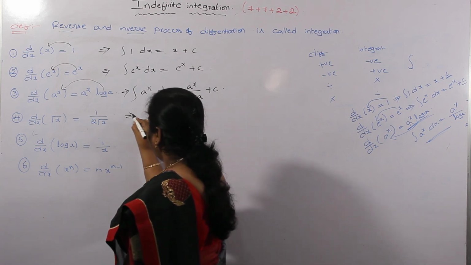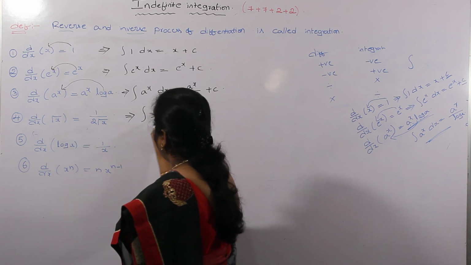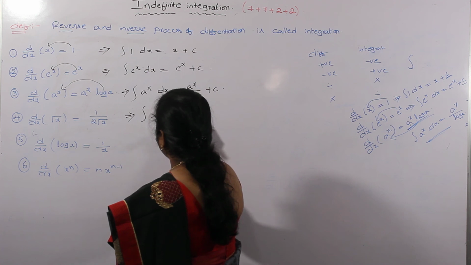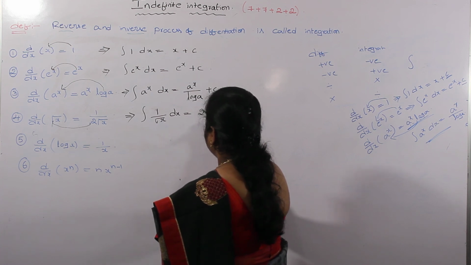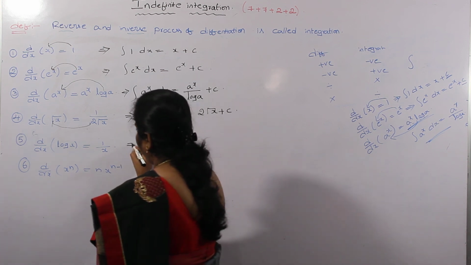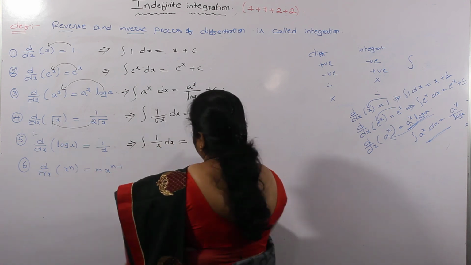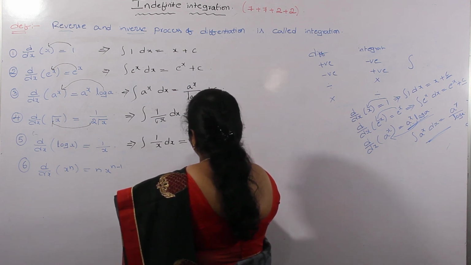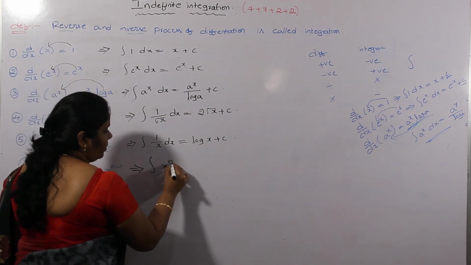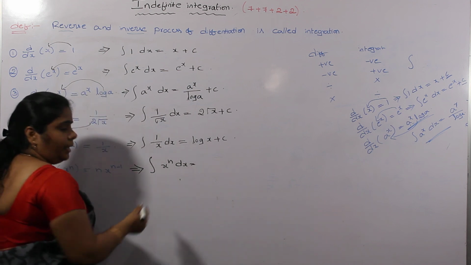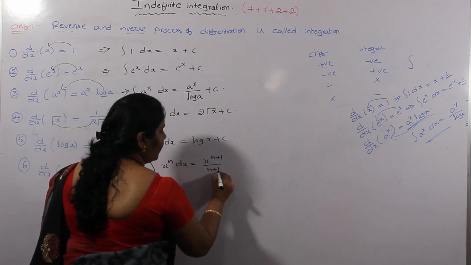Next, apply the integration to this function, the integral of 1 by root x dx is equal to, this 2 is transferred to this side, that is 2 root x plus c. Next, the integral of 1 by x dx is equal to log x plus c. Next, the integral of x power n. Remember this formula, we don't have a direct shortcut. The integral of x power n dx is equal to x power n plus 1 by n plus 1 plus c.